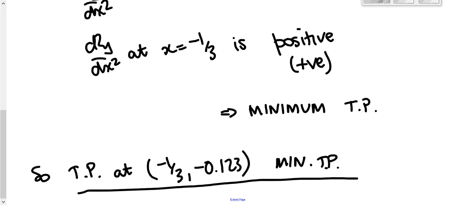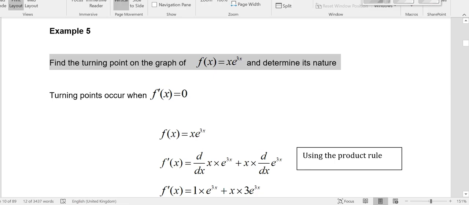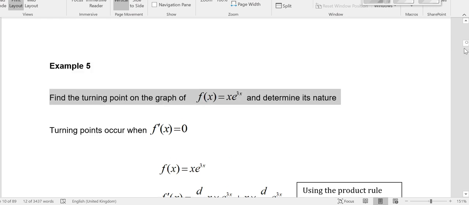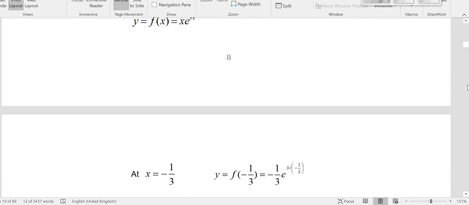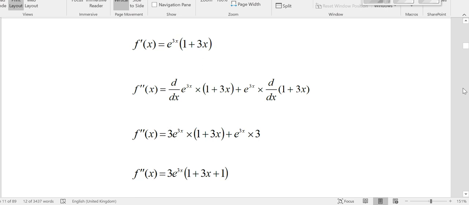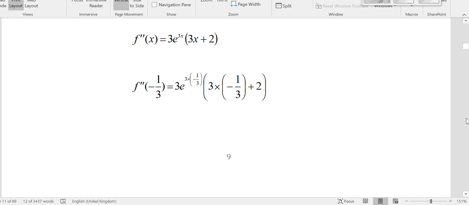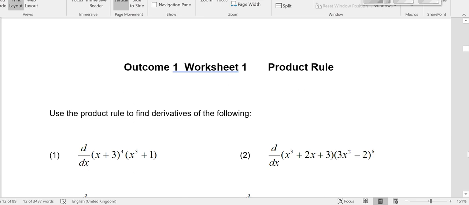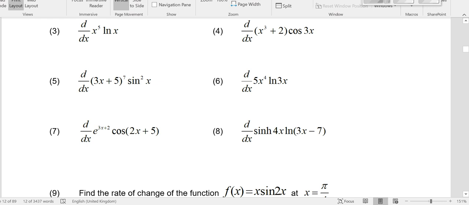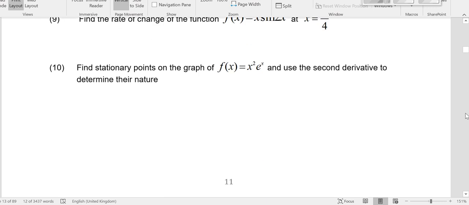So at this stage, we can now go back here to our graph. You can actually see here, this is the problem. Just go down, we can see the working. So I would rework this lot. They've used the dash notation. I would use the d2y by dx squared type notation. But you should be able to follow it. You can see minimum turning point at minus a third, minus 0.123. And then if we work down a bit, we get to worksheet 1, and then go down to question 10 onwards.